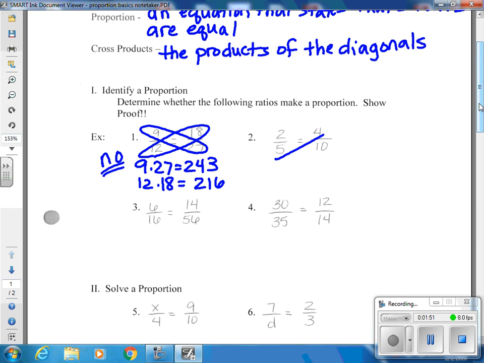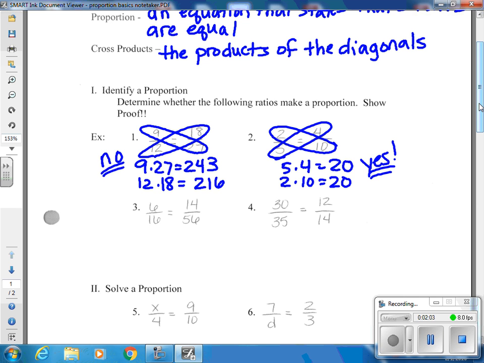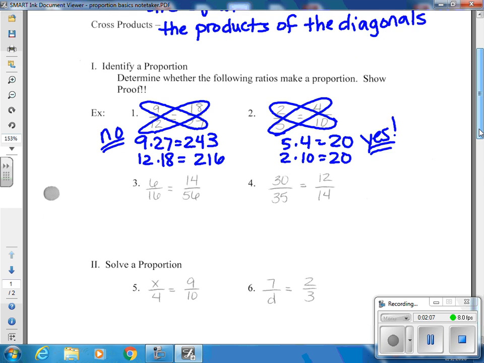So for number two, if we go 5 times 4, that makes 20. If we go the other way, 2 times 10, that also makes 20. So since they both made 20, we get to say yes. So the proportion in number two is a true proportion. So you'll try 3 and 4 on your own and see what you come up with.